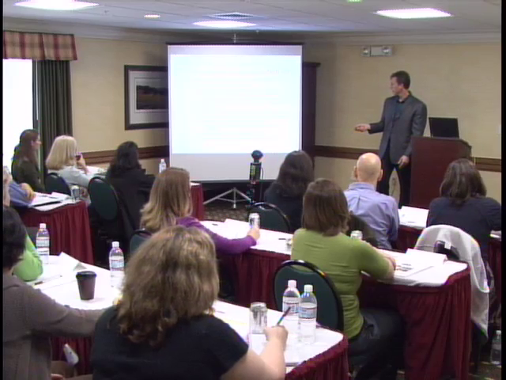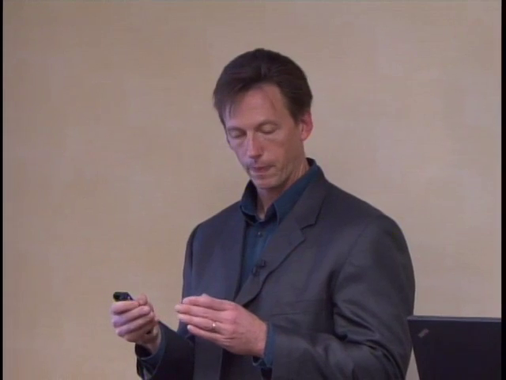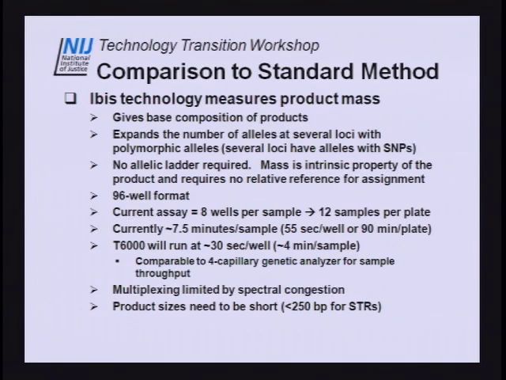Our multiplexing is limited compared to typical typing. We can't do all 16 loci or 14 loci in one reaction, and our product sizes are limited. We can go up to about 250 in a single plex for an STR, as long as we don't need a de novo base composition without knowing anything about the product we're looking at. But when we do an STR, we know it's a very limited set of possibilities.